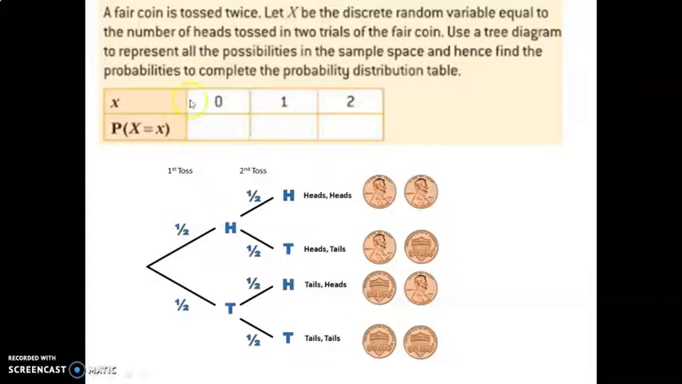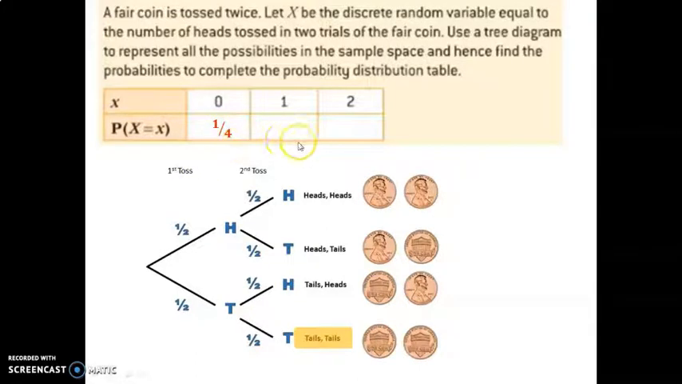So what's the probability of getting 0 heads? Where is that path on here that shows 0 heads? Well, the 0 heads path is the one on the bottom because it leads to 2 tails, right? 2 tails means 0 heads have occurred. So what's the probability along that path? Well, if you multiply a half by half, you get 1/4.